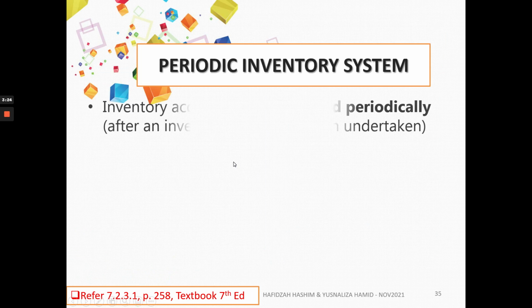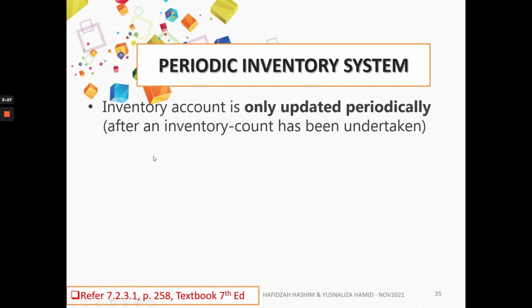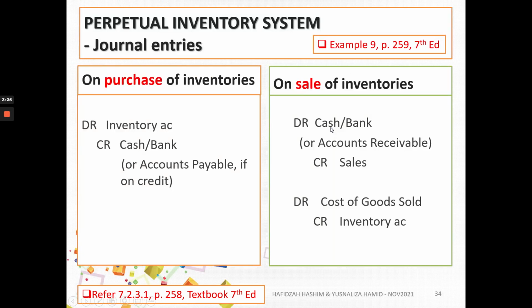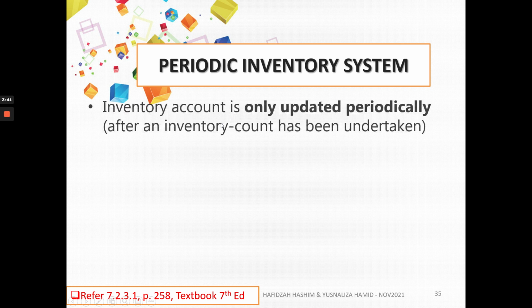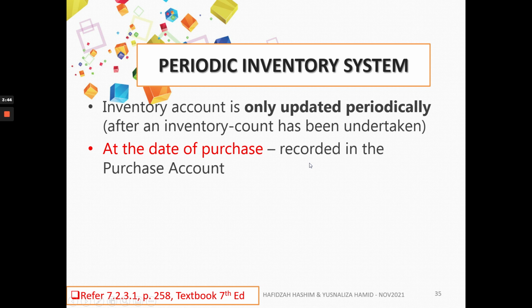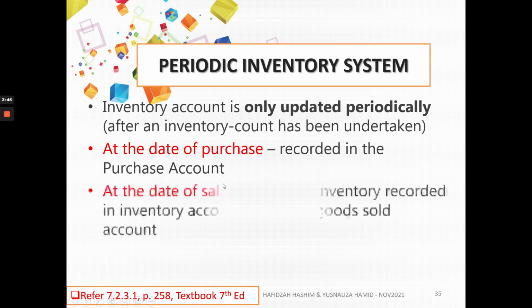The cost of goods sold will also be adjusted, with the credit to the inventory account. Under the periodic inventory system, the account is only updated periodically after an inventory count has been undertaken. So this is the second inventory system, the periodic inventory system. At the date of purchase, this is recorded in the purchase account. And at the date of sale, no cost of inventories is recorded in the inventory account or the cost of goods sold account.